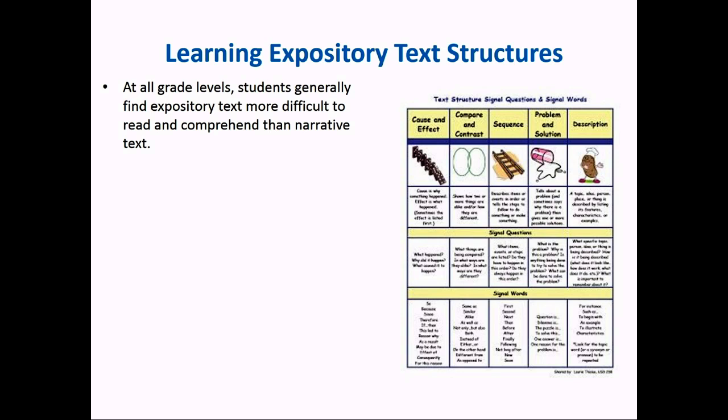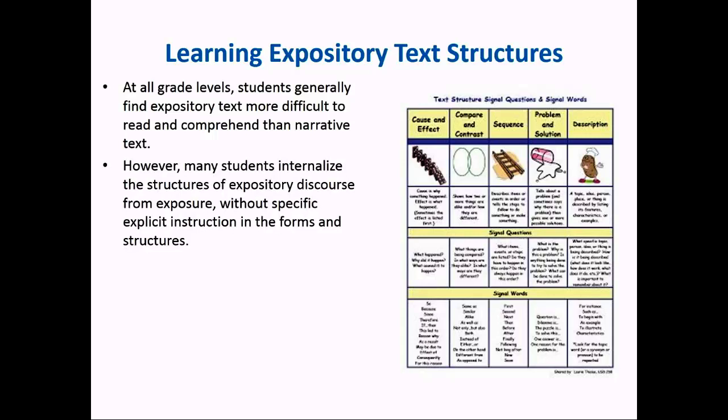Research has shown that at all grade levels, children find expository texts more difficult to read and comprehend than narratives. Last time we talked about how narrative was the way that the mind basically organized our world information. Most children go through school without a lot of explicit instruction on expository texts, just like they do narrative.